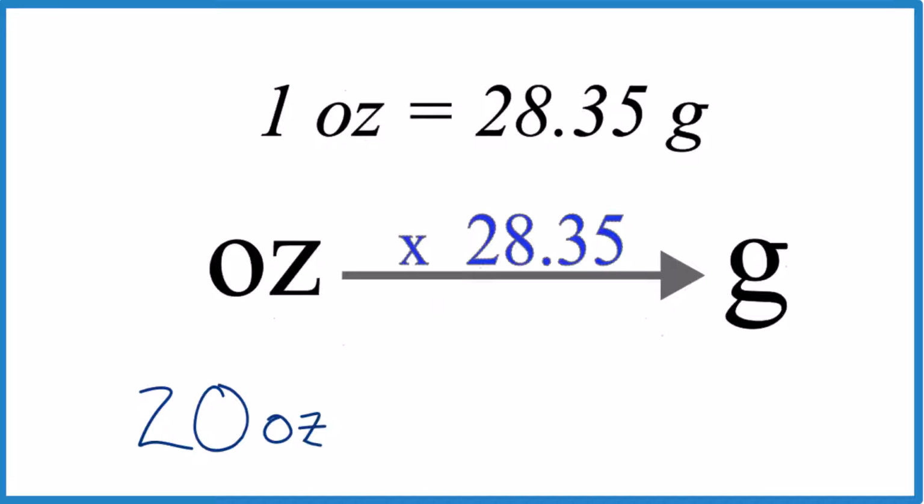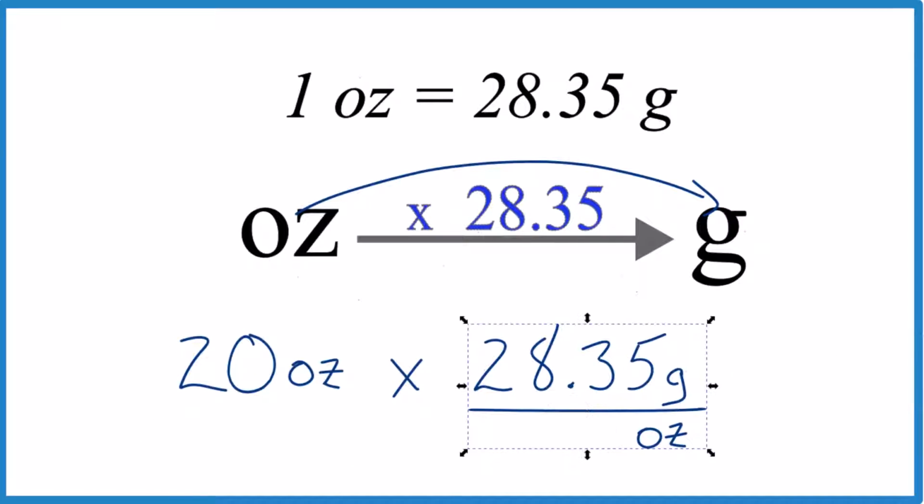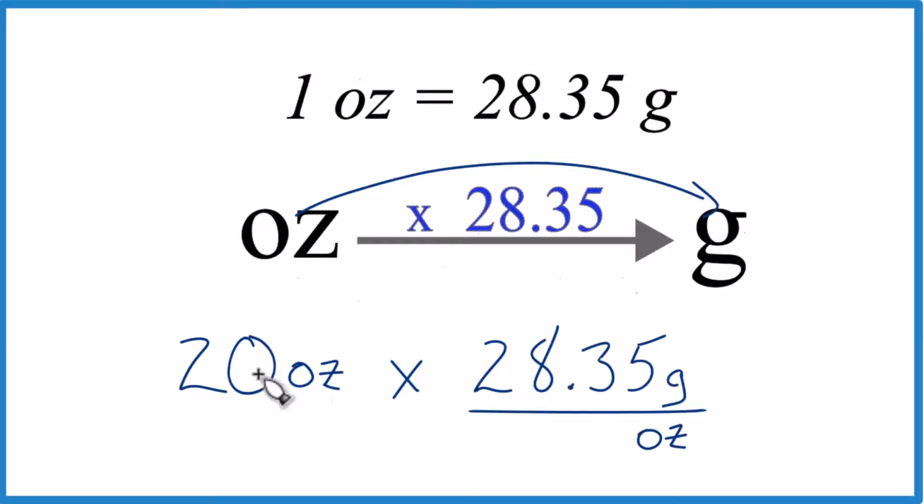So we have 20 ounces. Ounces to grams, we multiply by 28.35, like this here. And remember, that's 28.35 grams per ounce. Grams per ounce, those are the units. This is the conversion factor. Now when we multiply, we have ounces on top and the bottom. They cancel out. We're left with grams.